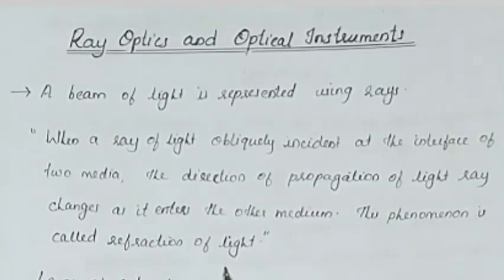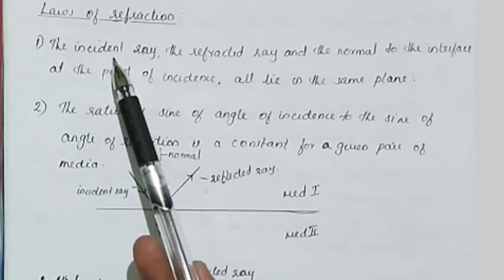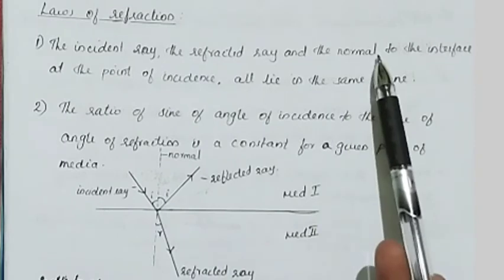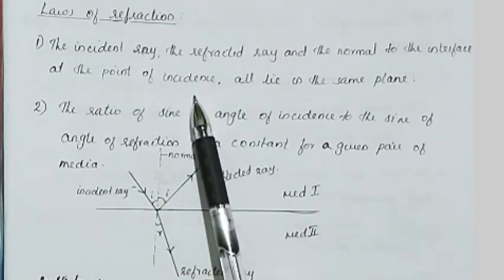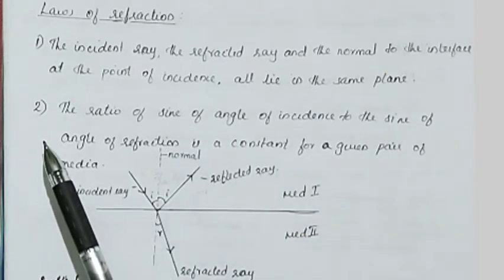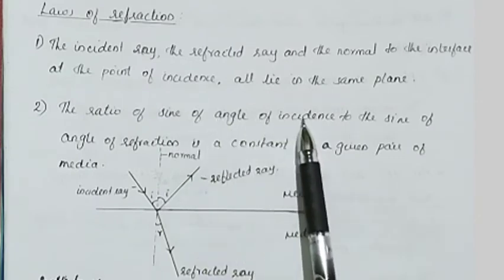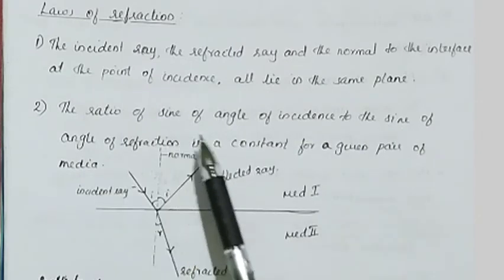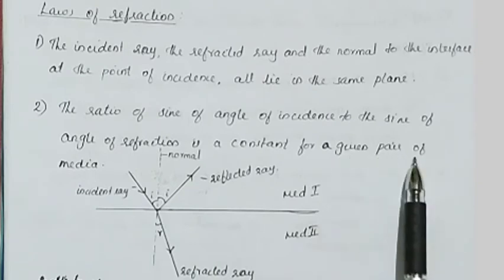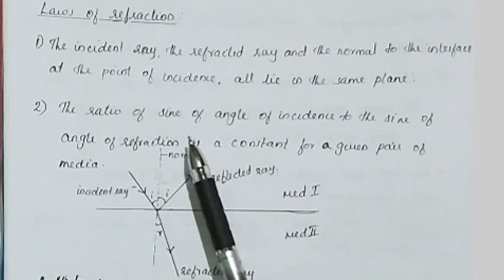You might have already learned the phenomenon called refraction of light, and we know that there are two laws of refraction. The first law states that the incident ray, the refracted ray and the normal to the interface at the point of incidence all lie in the same plane, and the ratio of the sine of the angle of incidence to the sine of the angle of refraction is a constant for a given pair of media. This second law is known as Snell's law.